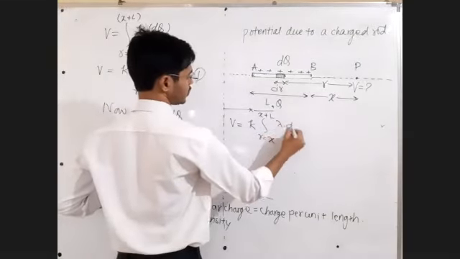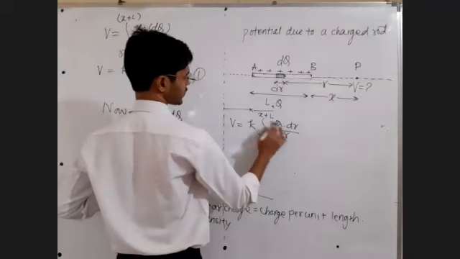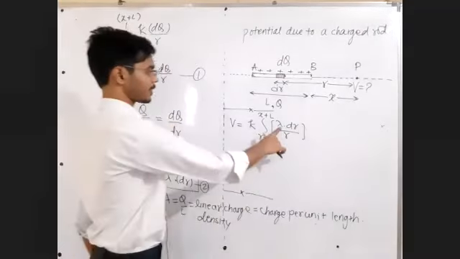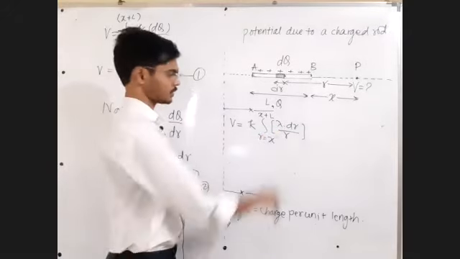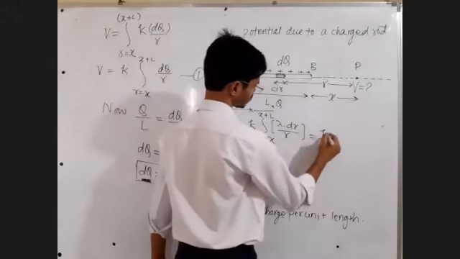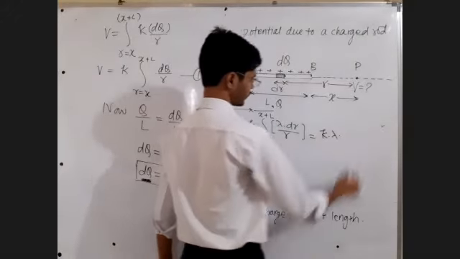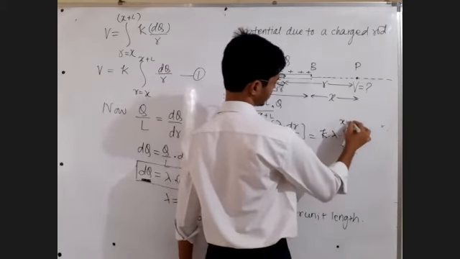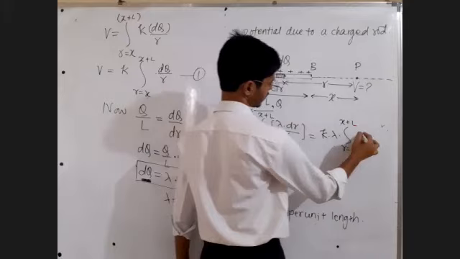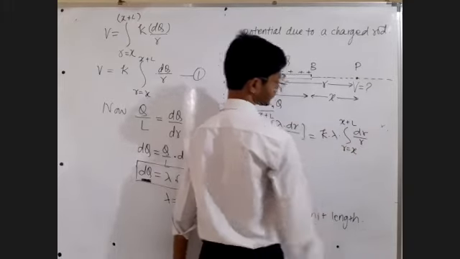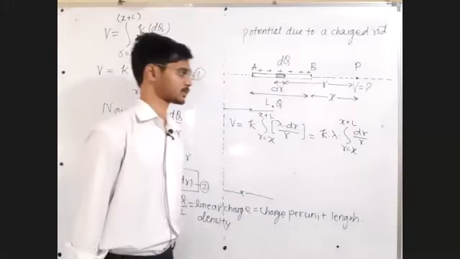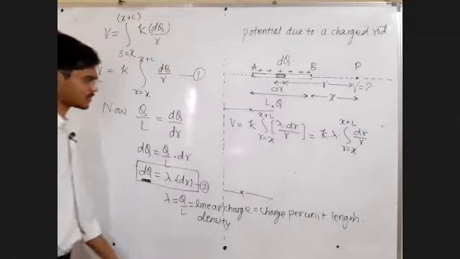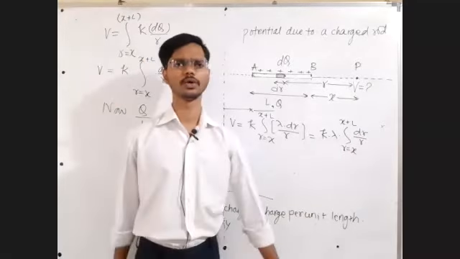Charge per unit length into your length divided by this r as it is. This lambda is a constant value, charge per unit length, so it comes out of the integration. So k into lambda into integration, r goes from x to x plus l, dr upon r. What is the integration of dx upon x? Just like that, dr upon r, not a big deal. On the next step, we have the answer. I think the question is basically over here.